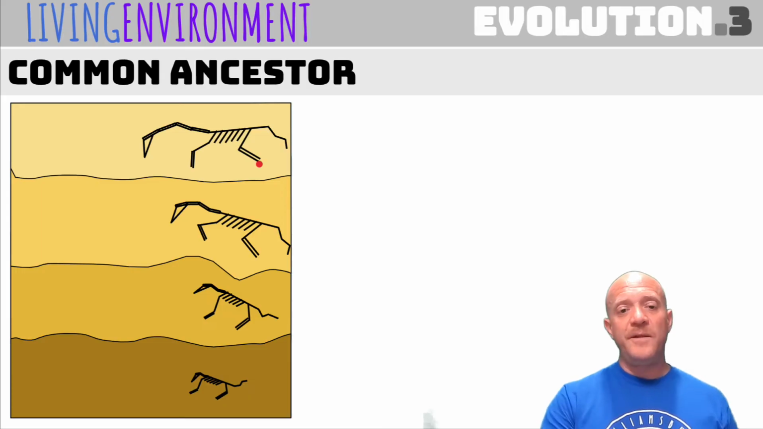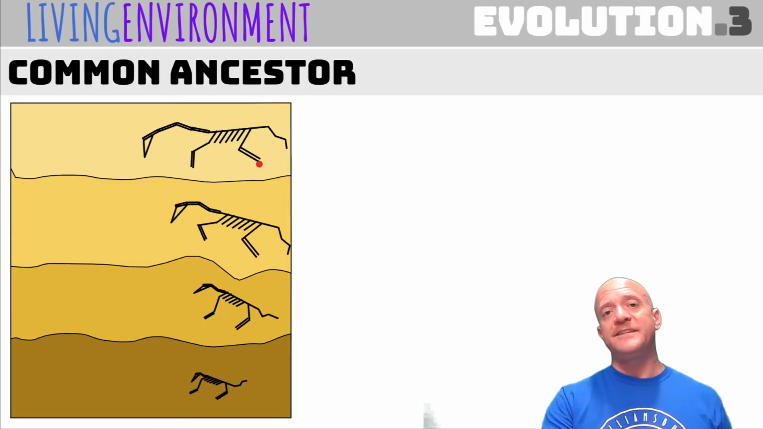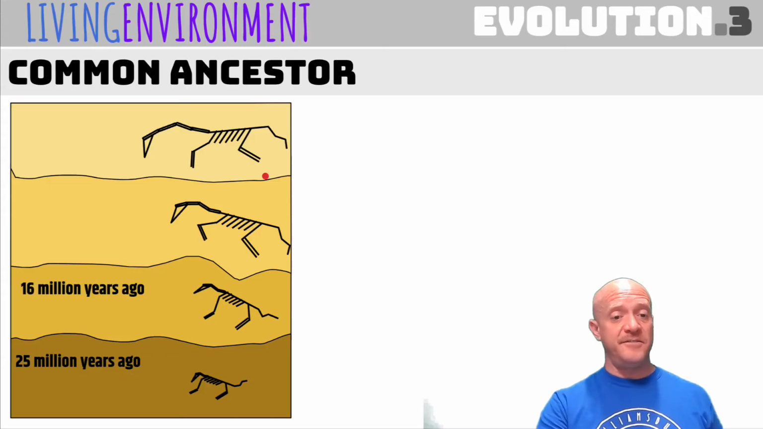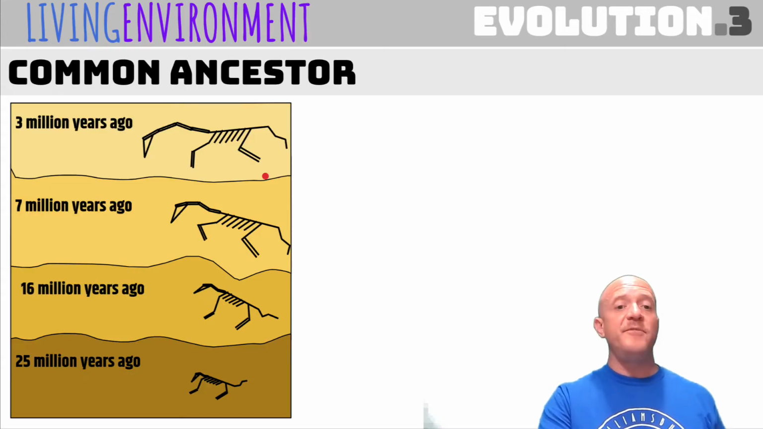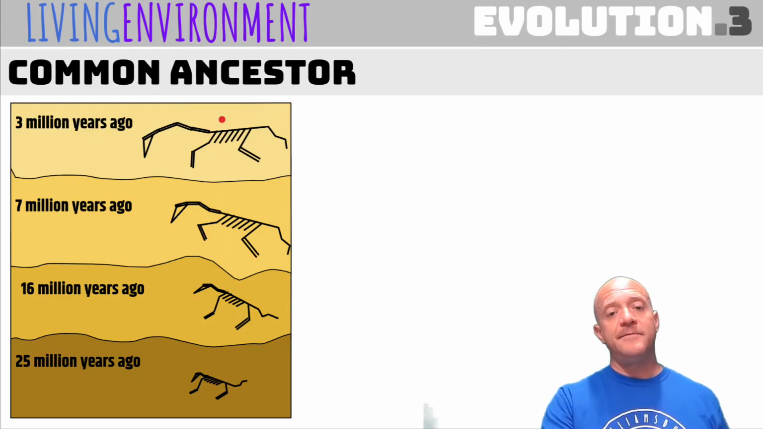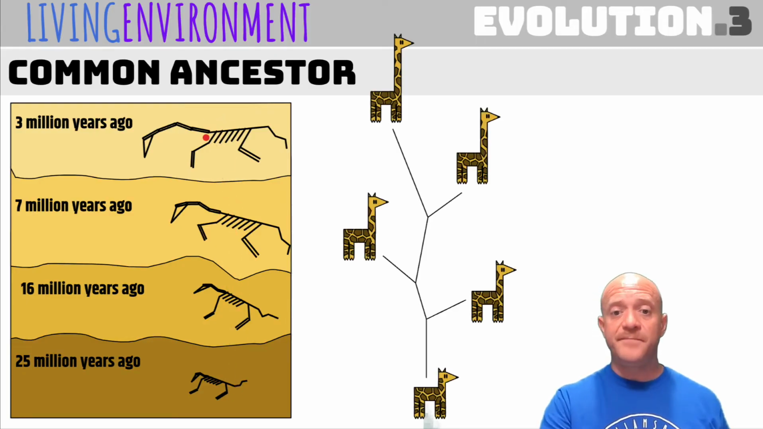Now, what we determine is we can use different types of chemicals like uranium or types of carbon, different isotopes. You don't have to know that term, but you can use different isotopes to determine how long some of these have been around. So this may have been 25 million years ago, 16 million, 7 million, and 3 million years ago. So the giraffe necks have grown very, very slowly, but over millions of years.